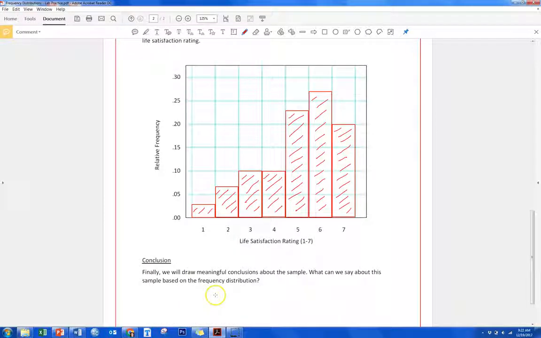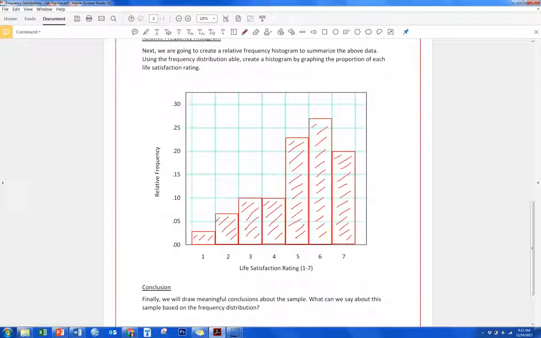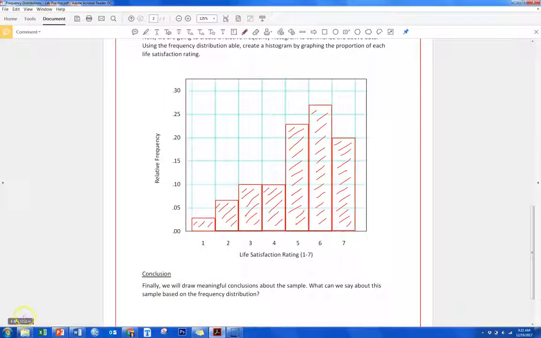And now, in the last section, we're going to draw meaningful conclusions about the sample. What can we say about the sample based on the frequency distribution? So these are the responses to the single item, I am satisfied with my life. Strongly disagree is down here with the 1. Strongly agree is up here. Neither agree nor disagree, so the halfway point, would be the 4. So over here are the people that are on the disagree side. These are the people on the agree side. So what can we say about this?